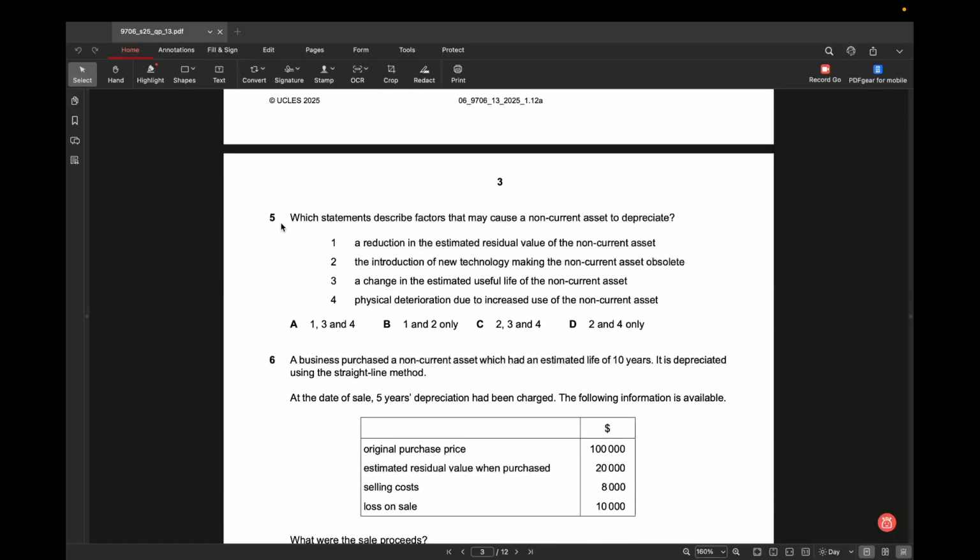Number 5. Which statement describes factors that may cause a non-current asset to depreciate? Okay, why is there depreciation on non-current assets? A, a reduction in the estimated residual value of the non-current asset. So if the non-current asset residual value decreases, will that affect the depreciation? Will that cause the depreciation? No.